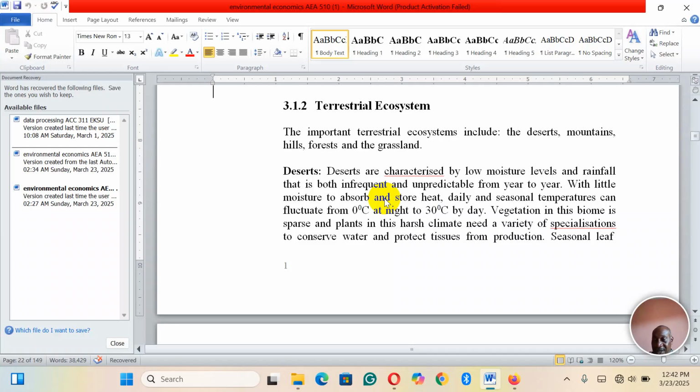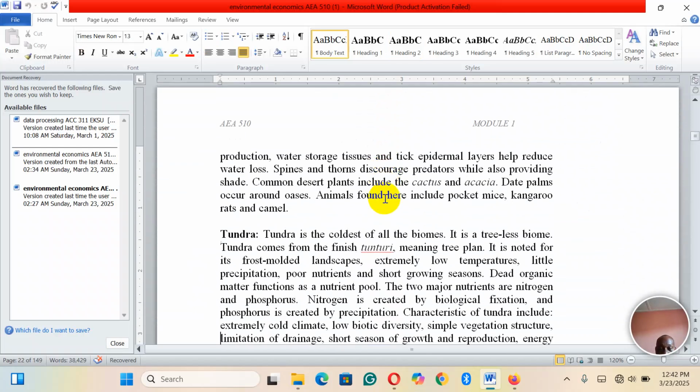So the vegetation in the biome is sparse, and plants in this harsh climate need a variety of specializations to conserve water and protect tissues from radiation. Seasonal leaf production, water storage tissues, and a thick epidermal layer help to reduce water loss, and spines and thorns discourage predators while also providing shade.